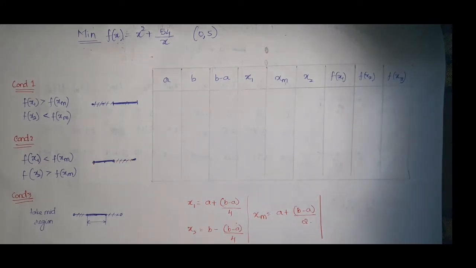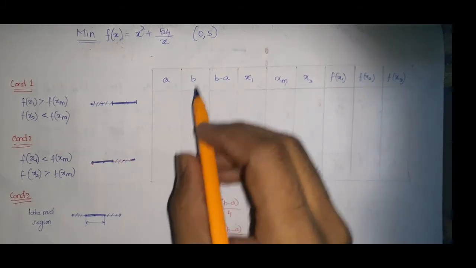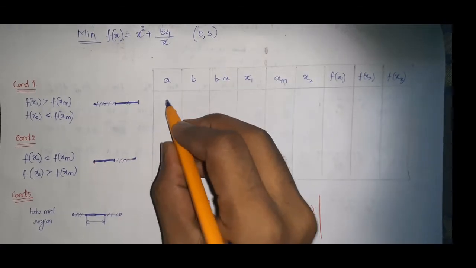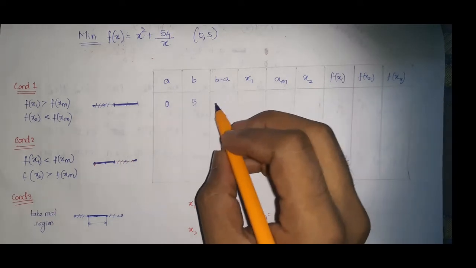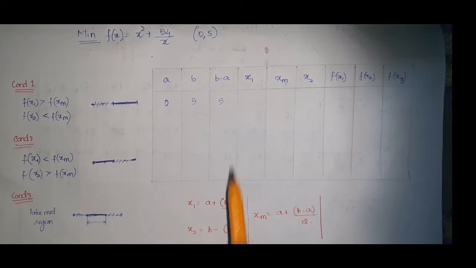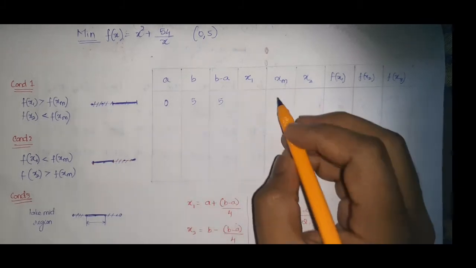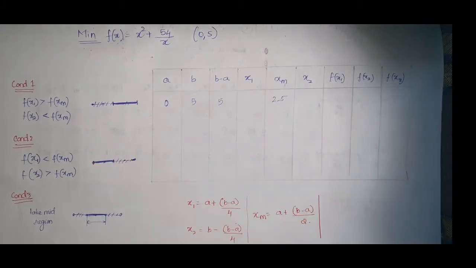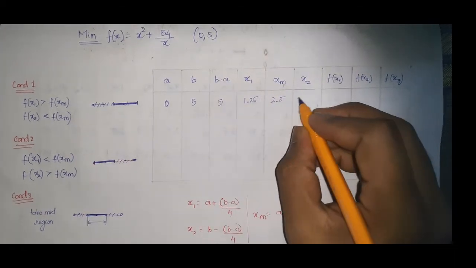So let's get started with this particular table. First, the a to b value has to be written. Here our a to b value is 0 to 5 as given in the question. Now we have to find the difference between those, which is 5, and x1 using this formula a plus (b minus a) by 4. If we do this, we'll get x1, and then the midpoint, which is 0 to 5, which is 2.5. x1 I have computed already, which is 1.25, and x3 is 3.75.